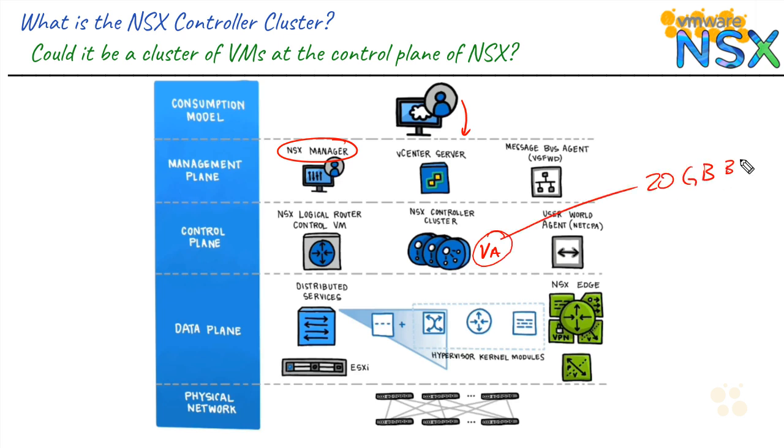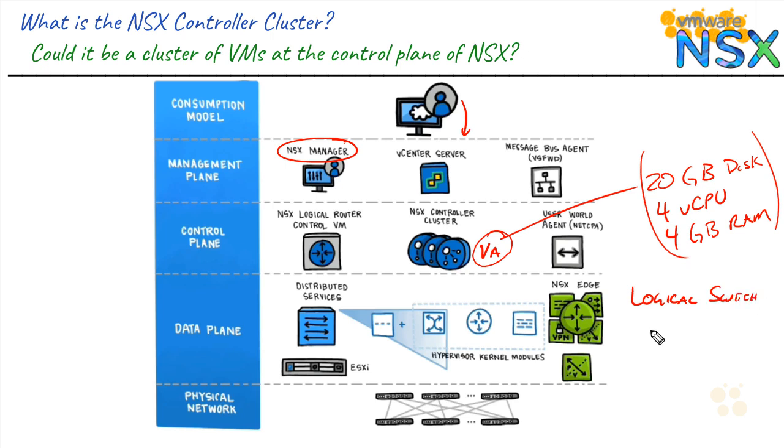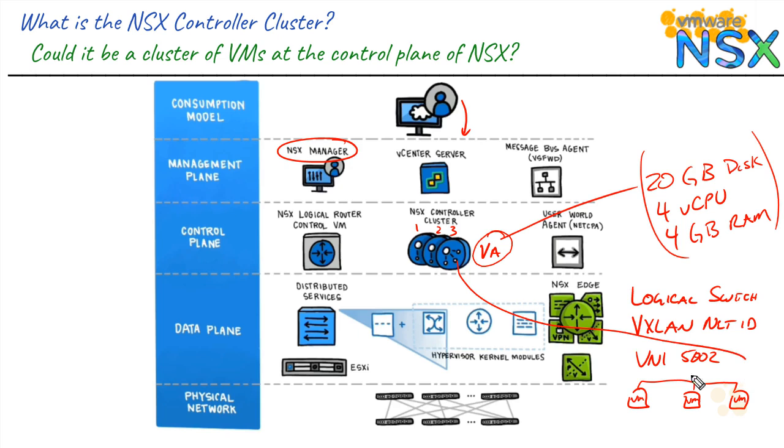And these little guys each take up 20 gigs of disk space and should have 4 virtual CPUs with 4 gigs of RAM. A controller cluster node is going to be responsible for a logical switch. Our definition of a logical switch is a VXLAN network ID. So if we create VNI 5002 to be shared by various different VMs on ESXi hosts so they can tunnel to each other and all act like they're on the same exact logical switch, we have a specific controller cluster node that is going to be responsible for that VNI. As we build out multiple logical switches with different VNIs, they'll be handled by other nodes.